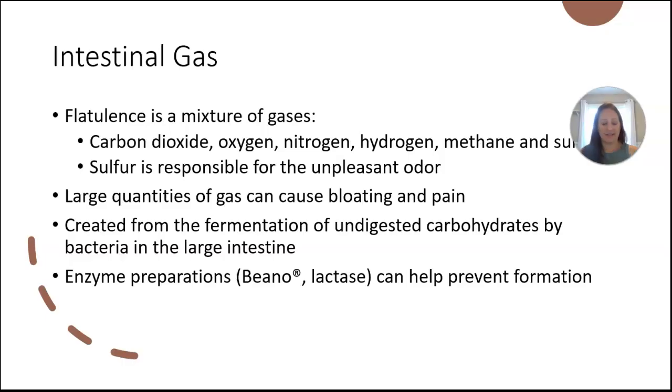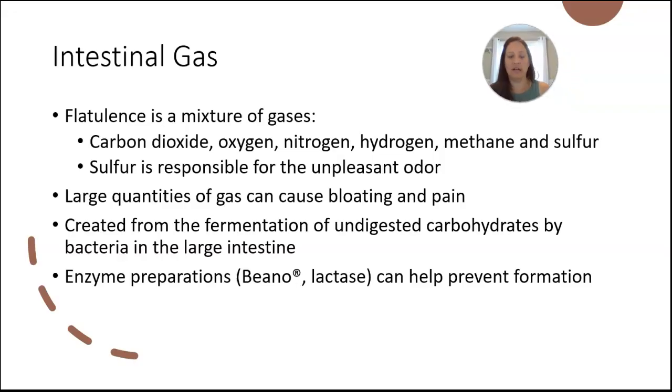Okay, on to intestinal gas. So we're talking about flatulence. It's a mix of gases: carbon dioxide, oxygen, nitrogen, hydrogen, methane, and sulfur. And it is the sulfur that is responsible for the unpleasant odor. Large quantities of gas can cause bloating and pain.